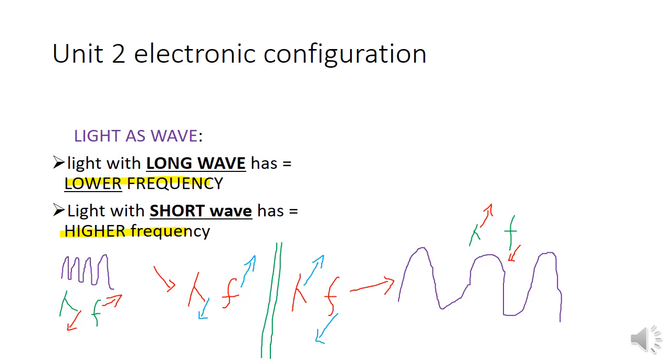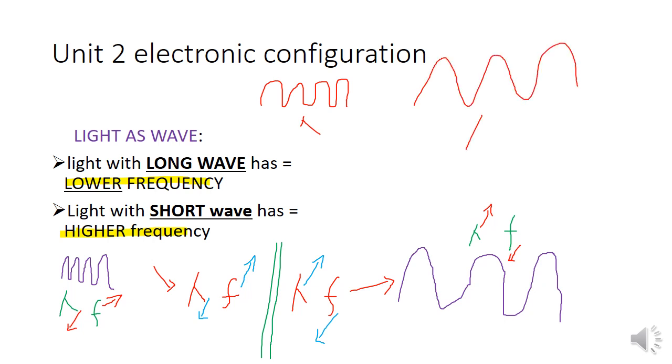Here also, light travels in the form of a wave. You are a physician. Here you see the wave is small, and here the wave is big. Here the wavelength is short, so the frequency is low. Here the wavelength is short, so the frequency here should be high.